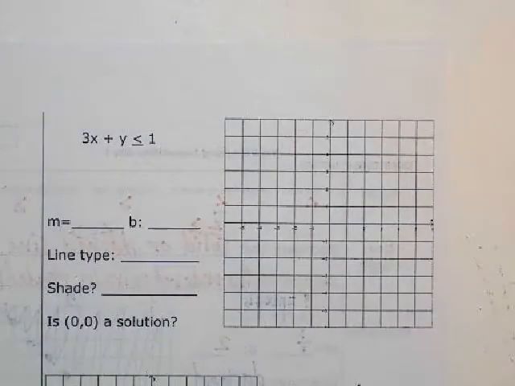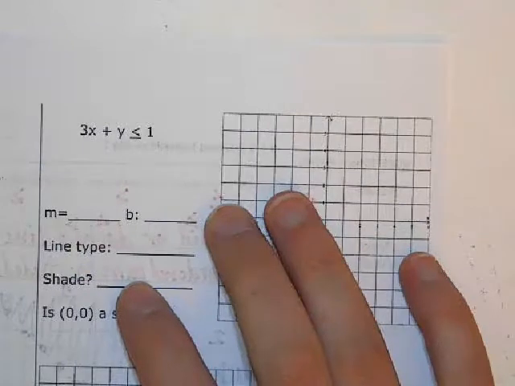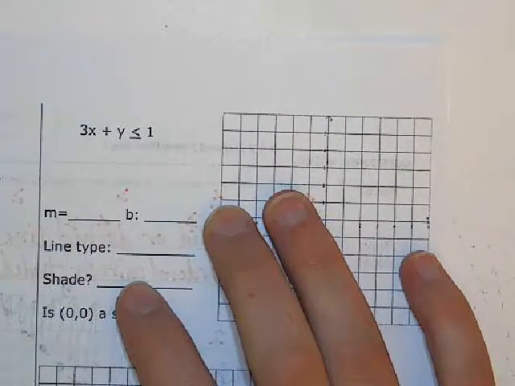What's different about number 3? The y is not alone. Good. So y is not by itself. We got to do some math in math class. Crazy, right? So what do I need to do? What do I need to do? All we do is get the y by itself.